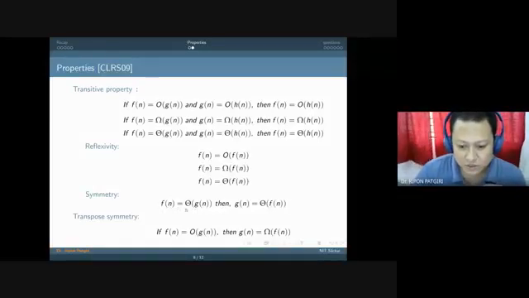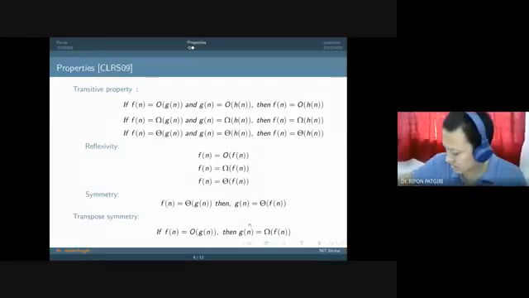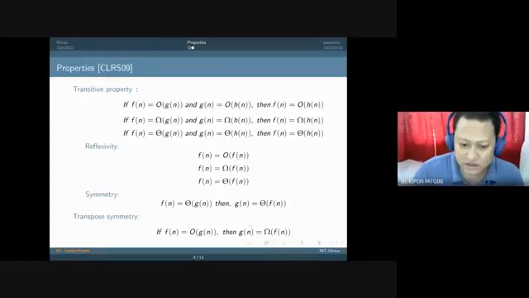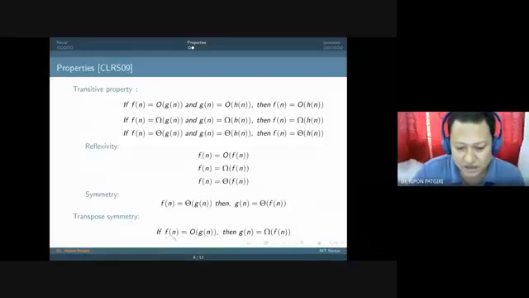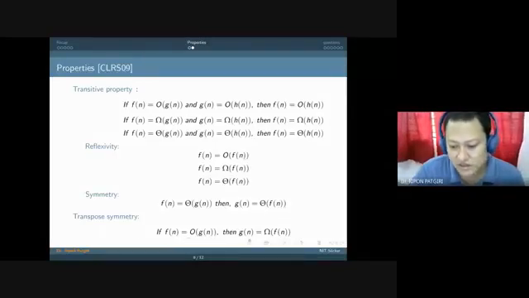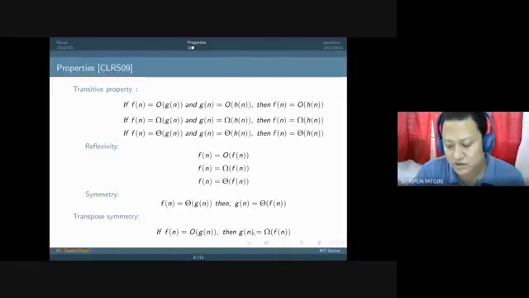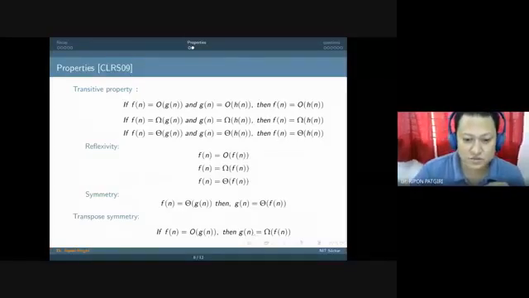So in this property, if we reverse it, given that f(n) is Θ(g(n)), what is g(n)? g(n) is Θ(f(n)). But in transpose symmetry, if f(n) is O(g(n)), then g(n) is Ω(f(n)). And if g(n) is O(f(n)), then f(n) is Ω(g(n)). So this is the transpose property.